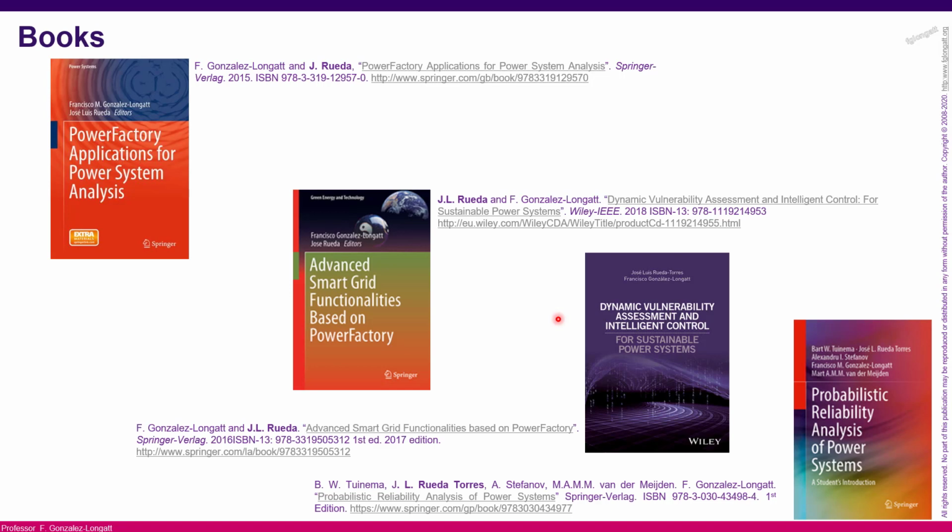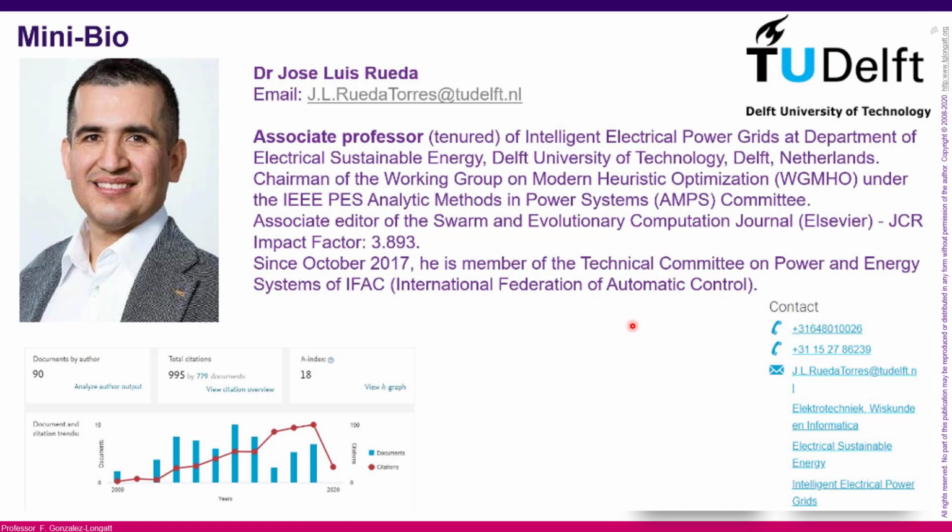Professor Jose Luis Rueda has been very prolific in academic and research output. As you can see here, there are at least 4 books. Starting from 2015, with Power Factory Applications for Power System Analysis. Then he published Advanced Smart Grid Functionalities Based on PowerFactory, and then Dynamic Vulnerability Assessment and Intelligent Control for Sustainable Power Systems. And most recently, there is a book from Springer, Probabilistic Reliability Analysis of Power Systems. This is a brand new book, 2020, that you can find at the bookstore or on demand on Springer.